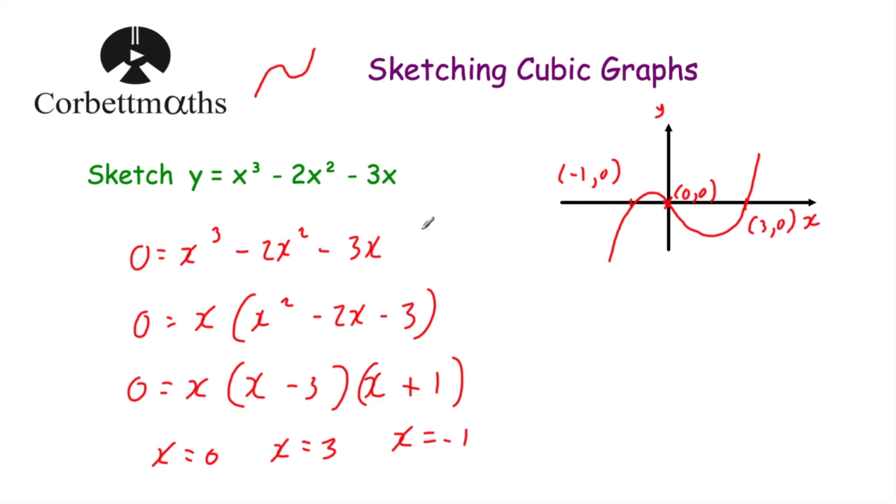And that's it. And also, if we want to find where it crosses the y-axis, we would let x equal 0. And if you let x equal 0, you're going to get 0 minus 0 minus 0, and that's equal to 0. And that makes sense here because it passed through the origin. And that's it. So that's our sketch of that cubic graph. Okay, and let's look at one last question.